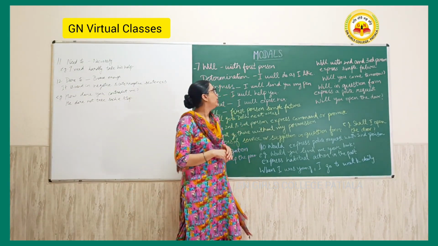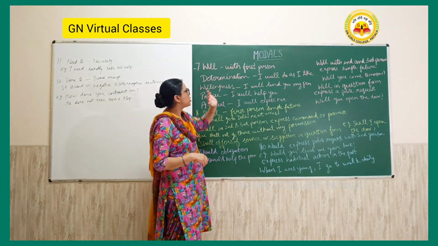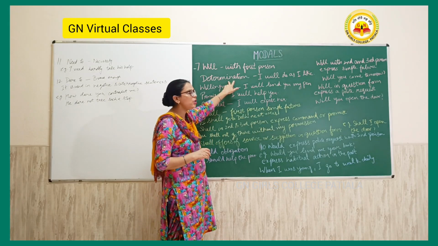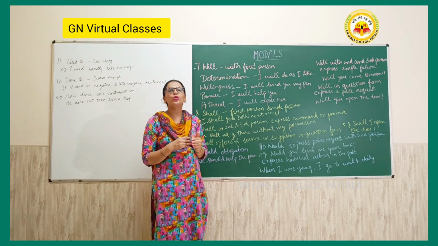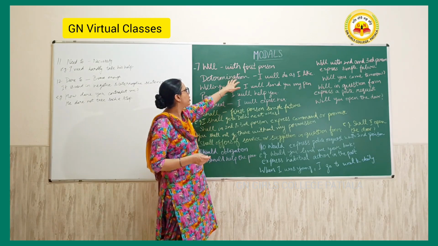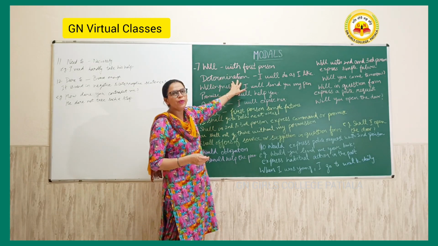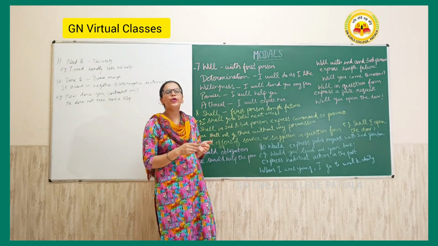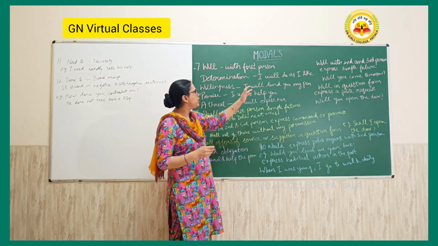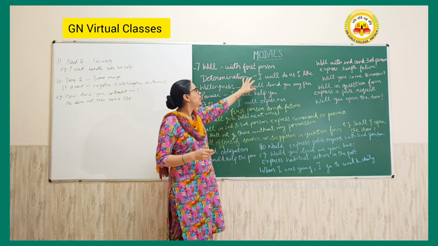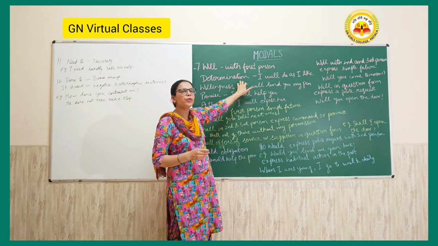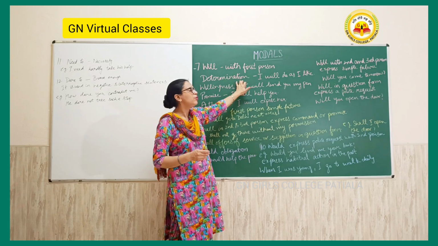Next one is will. Will with the first person is used for determination. When you are determined to do something, then with the first person you have to write will. I will do as I like. But this denotes future. But in the first person, when showing determination, you have to write will.